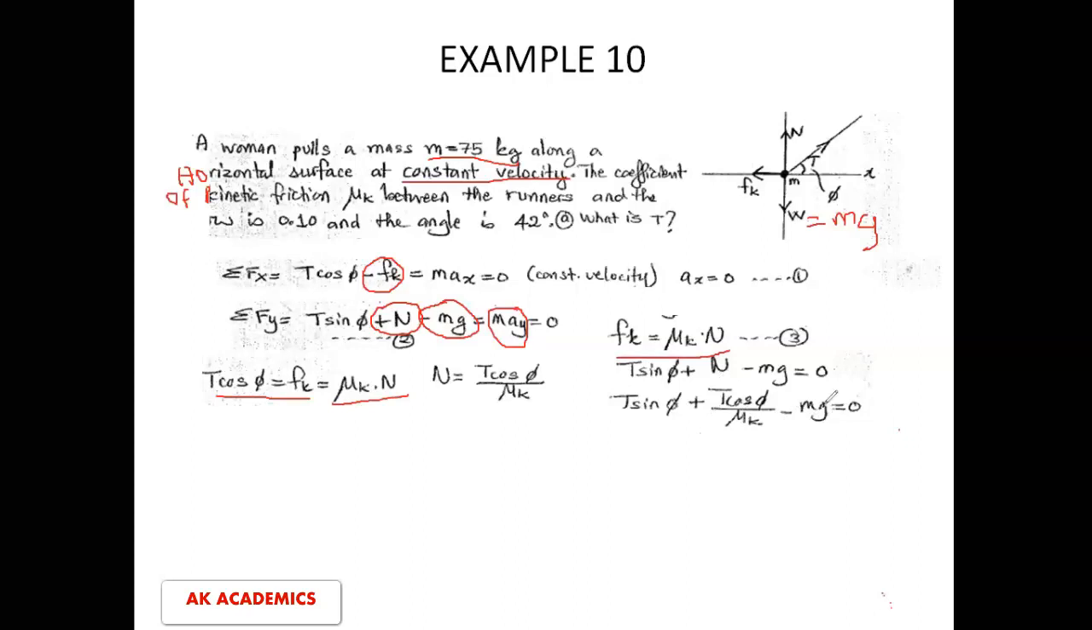Okay, I shouldn't be teaching you how to do that, but let's just go through this together, because I feel you guys can solve simultaneous equations yourselves, and you can use any method to do that. So T sine phi plus N, which is T cos phi over mu k, minus mg, will then be equal to 0. If you cross multiply, if you convert this fraction to a linear equation, you have T multiplied by mu k sine phi plus T cos phi equal to mg mu k.